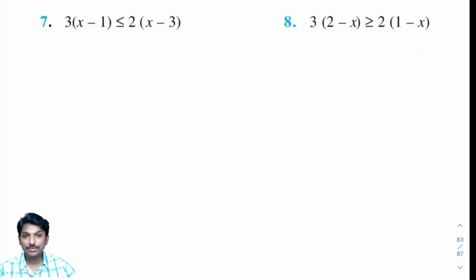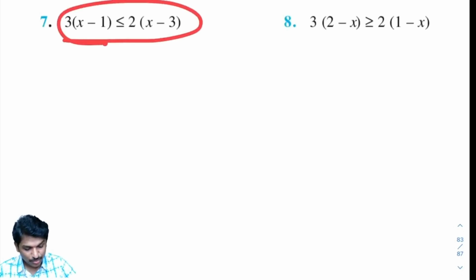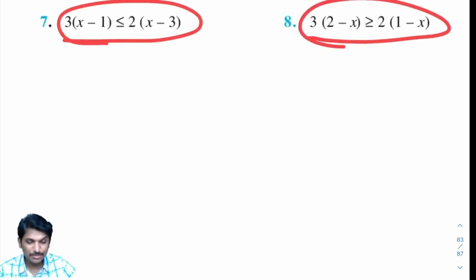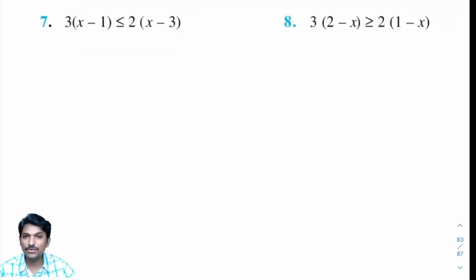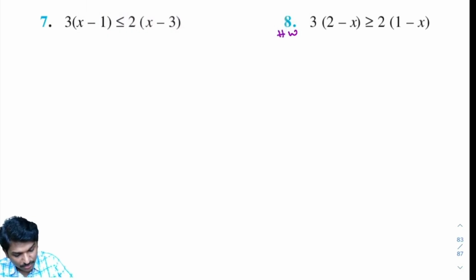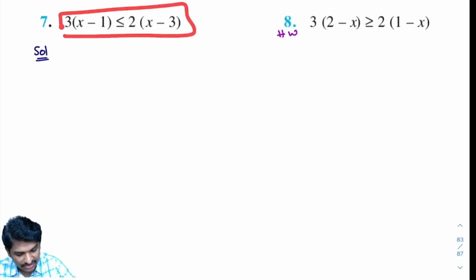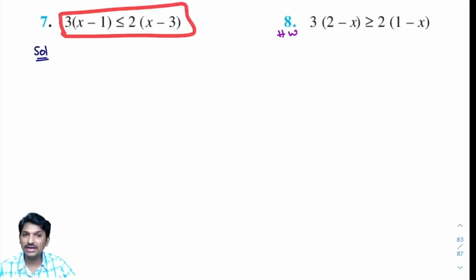You observe the seventh problem and the eighth problem are almost a similar type. Okay, I do one problem, you do the other problem. The eighth problem you need to do. I'll write the answer after completion of the seventh problem. Okay. Seventh problem. How to solve? What is the point here? We need to solve this inequality. We need to find real x values which satisfy this inequality.